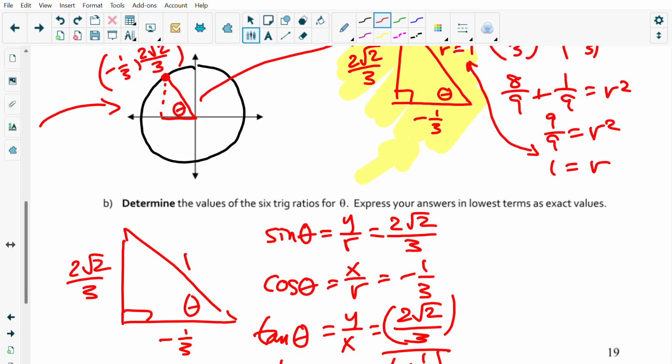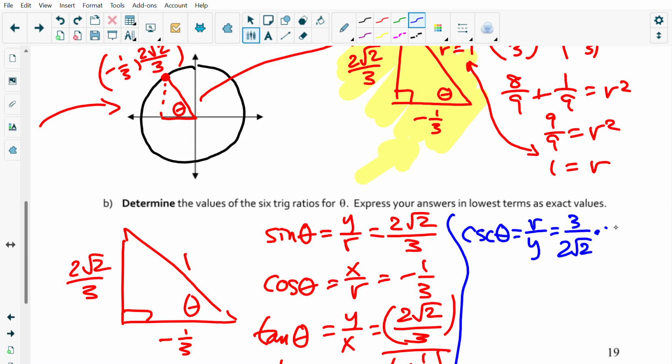Okay, for my reciprocal trig ratios, cosecant of theta equals r over y, or 3 over 2 square root of 2. So I'm taking the reciprocal. When I rationalize, let's rationalize our denominator. I get 3 square root of 2 over 4.